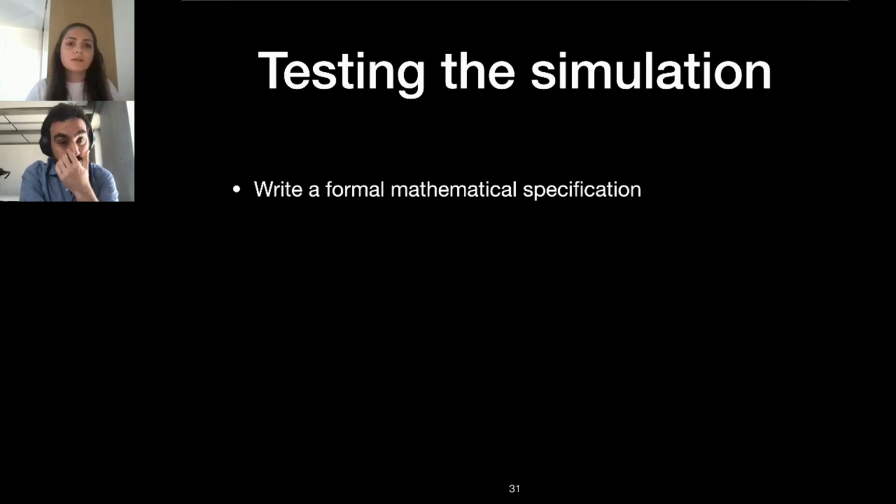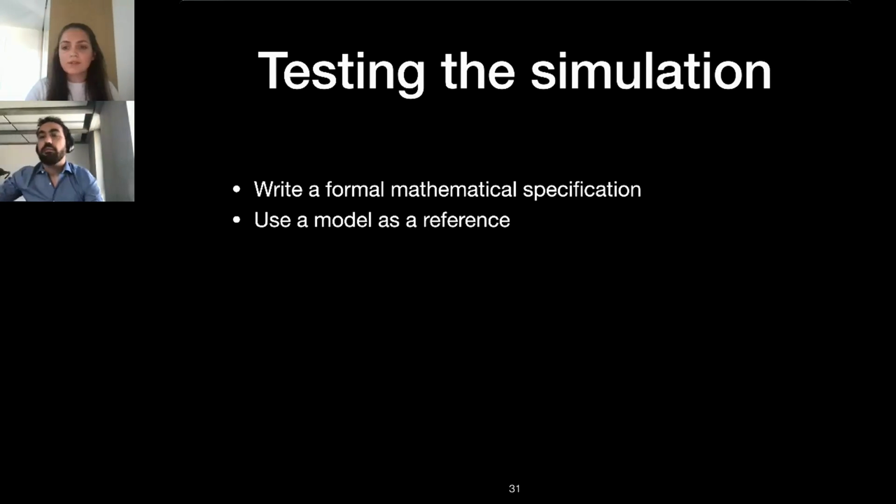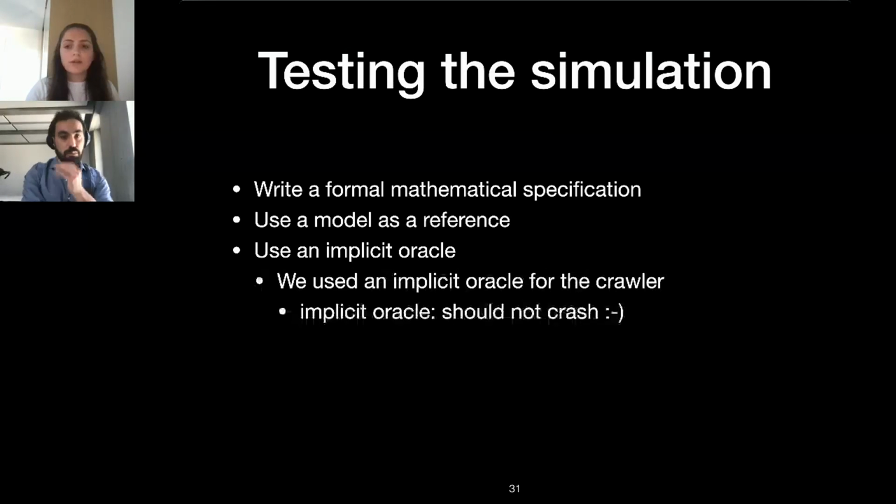So the first thing to think about is, well, it is just software. We can write a formal mathematical specification, and we can compute what the output should be, and we can just test it. But as we know, the code base is huge. By the time we have a mathematical specification, probably the code will change thousands of times and we'll need to write another one. The second thing is we can use another model as a reference, but again, we have the same problem. Another thing is we can use an implicit oracle, and we actually do that for end-to-end testing.